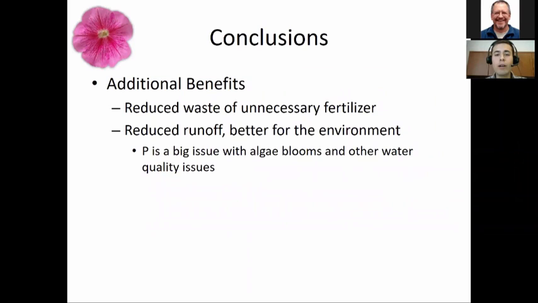Additionally, you can see environmental benefits. You can see reduced waste of unnecessary fertilizer and reduced runoff, which is of course better for the environment. Phosphorus has been a big issue with algae blooms and other water quality issues in recent years. So by limiting the amount of phosphorus you apply and limiting the amount of phosphorus that runs off, you can reduce any eutrophication that would occur in your local waterways and lakes.